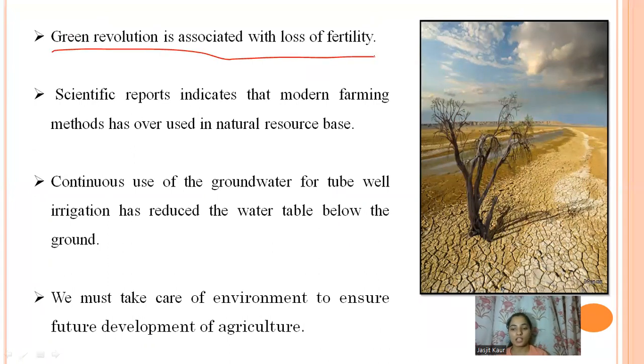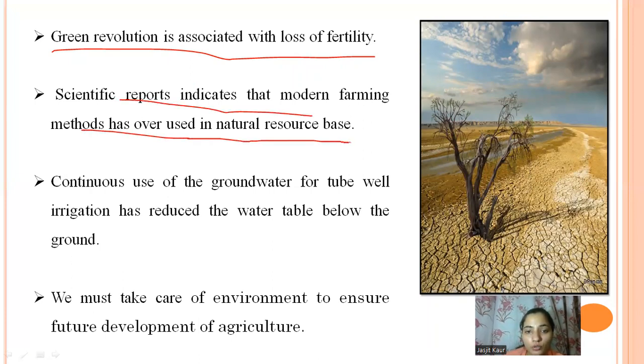When we are using HYV seeds, and when we are using fertilizers or pesticides to increase production, it will further affect the fertility of the soil, because when we use excessive fertilizers and pesticides in the agriculture field, they seep down into the land and further affect the land fertility. Okay, so the green revolution is associated with the loss of fertility, and scientific reports indicate that modern farming methods have overused the natural resource base.